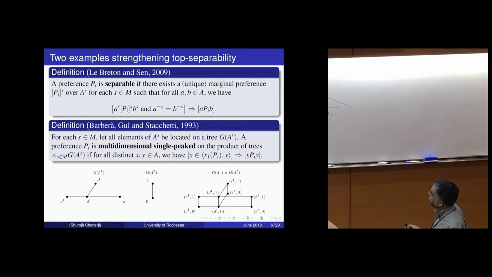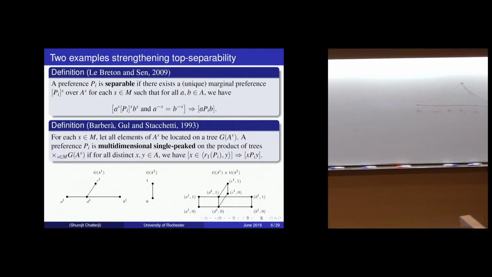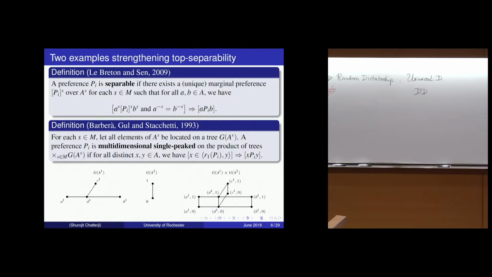On education, the alternatives are arranged in a tree. Likewise for health, which is a trivial tree. And then you construct the Cartesian product of these two trees. That gives us this object here. And now we can talk of single peakedness in this context, again borrowing the same idea that I used here.